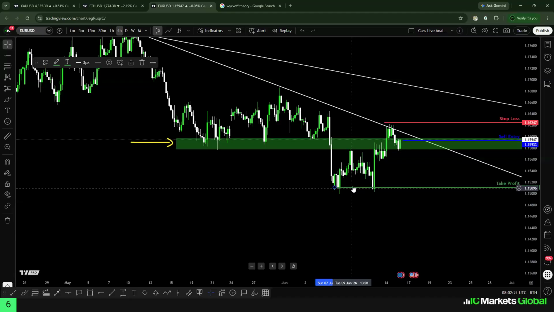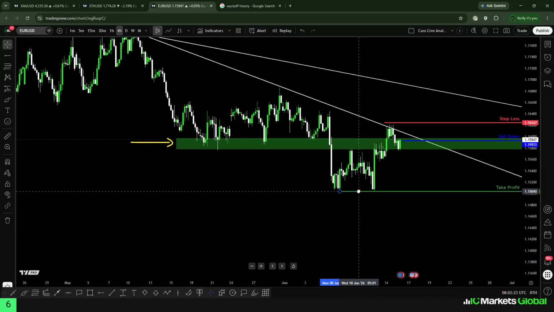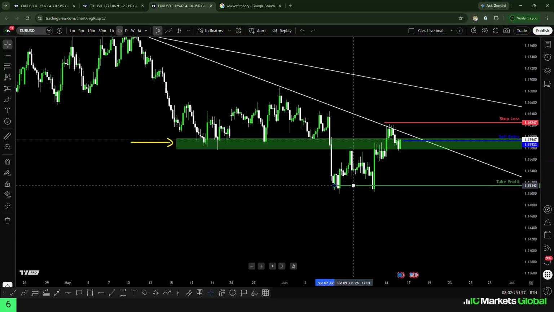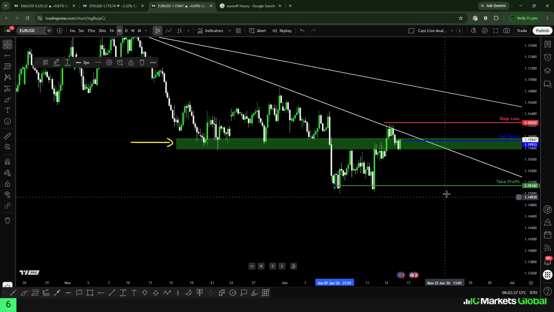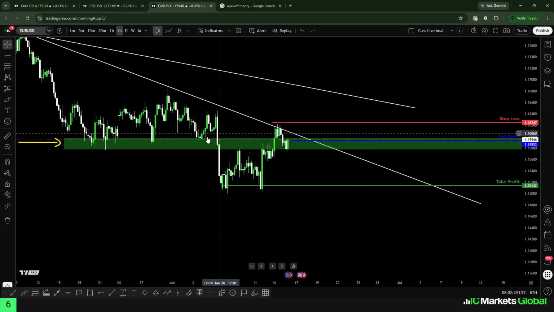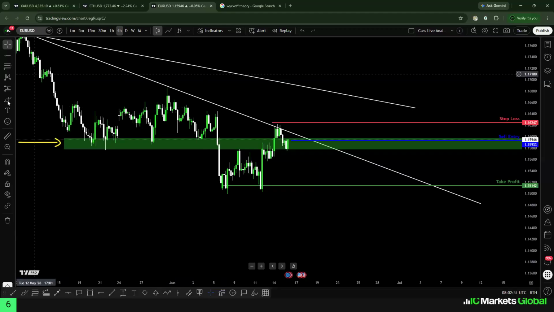Why am I not aiming at the bottom of the bottom? You don't ever aim for the bottom. You always aim above the bottom in case it doesn't reach. So if I'm doing this, this would be quite conservative, I think.